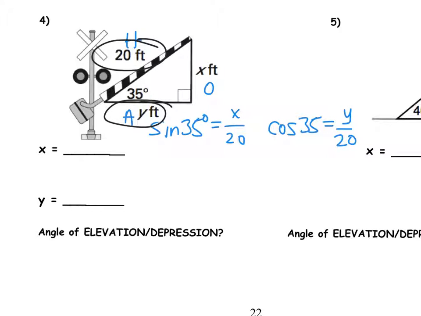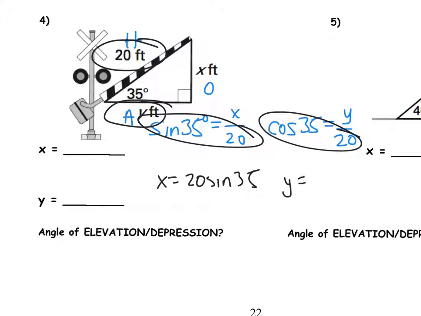And then in both cases, when you cross multiply, you're going to get x is equal to 20 sine 35. And you're going to multiply over here and you're going to get y equals 20 cosine 35. What's x equal to? Anybody get it? 11.4. Anybody get cosine? It's 0.47. Oh, so this should be 11.5. Anybody get the cosine? Should be bigger than 11.5. 16.4. Okay.